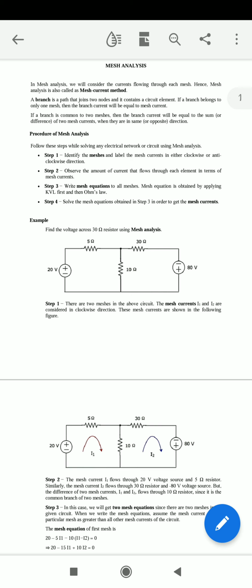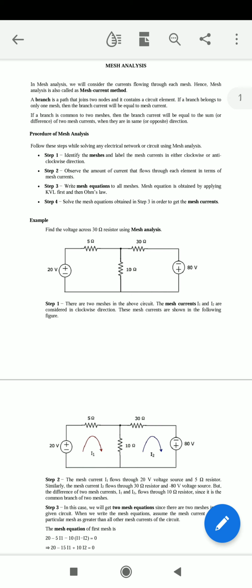Then step 3, write the mesh equations for all meshes. For example, if we have three meshes in a circuit, we get three mesh equations. Step 4, solve the mesh equations obtained in step 3 in order to get the mesh currents.